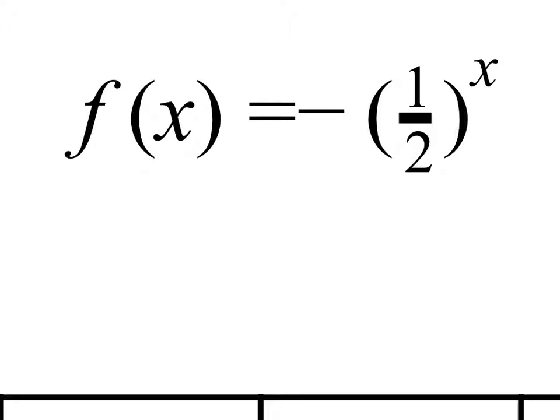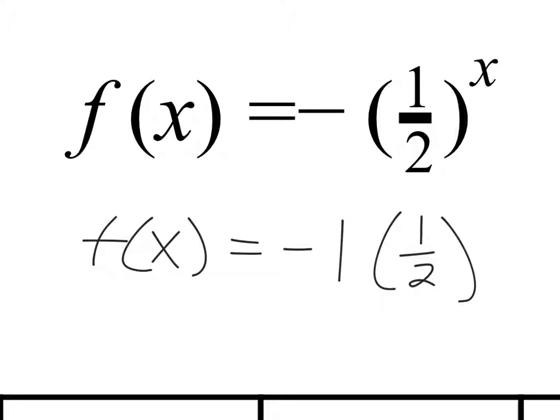So you have f of x equals negative 1/2 to the x. You see a negative. What number is out in front right now? Is it 1? No, it's not. What is it? You're close. It's negative 1. So let's rewrite this. This is really what it is: negative 1 times 1/2 to the x. So you're starting at negative 1, and then you're multiplying by 1/2 every time, or dividing by 2.